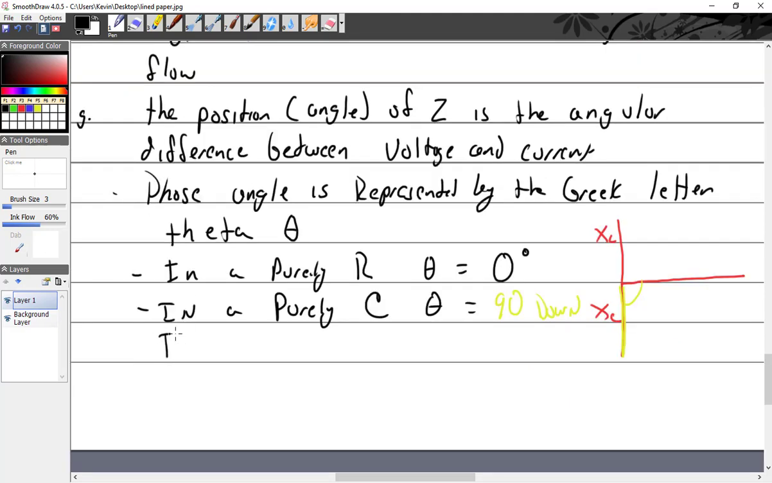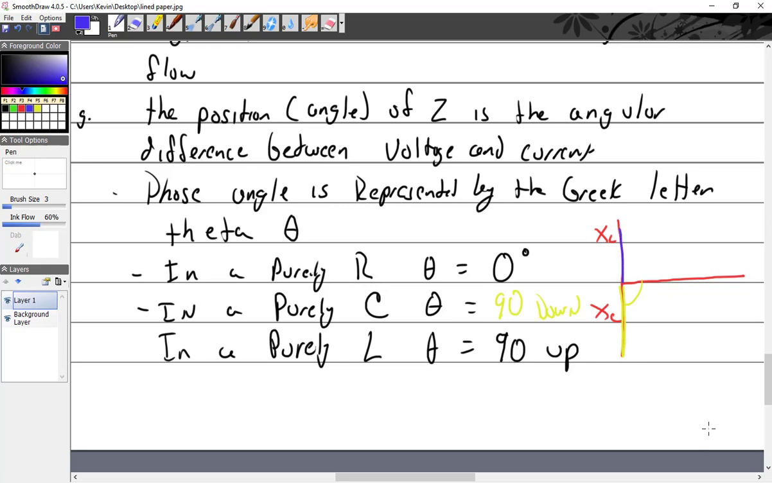90. In a purely inductive circuit, the angle of theta is equal to plus 90 degrees. 90 degrees up. It's going to go right here. Is that good or bad? Oh, that's not good at all.